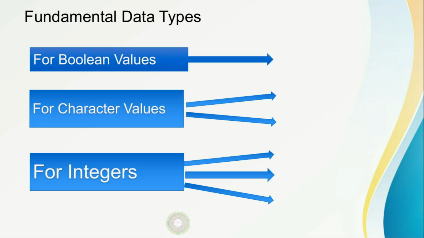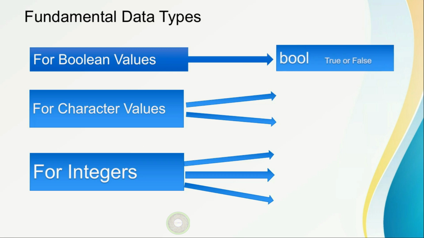All right, so we go back to the fundamental data types, and because we're discussing data types, just remember that we're discussing data types for Boolean values. Boolean values are true and false. What is bool? Bool is true or false. It's named after George Boole. He was a famous mathematician. His name was George Boole. He passed away a long time ago.